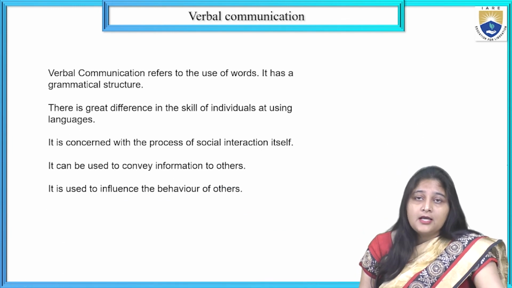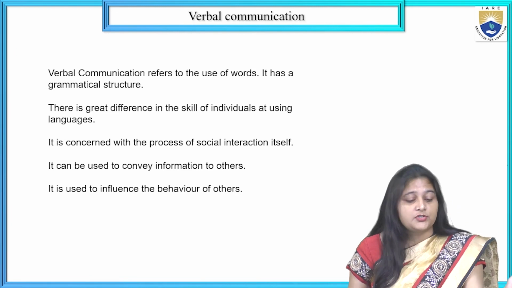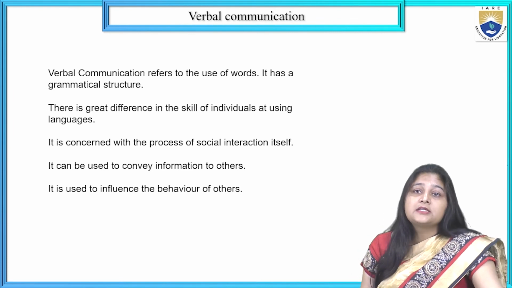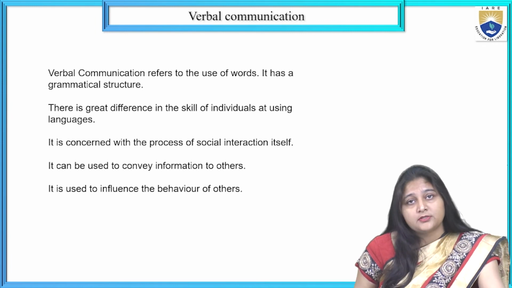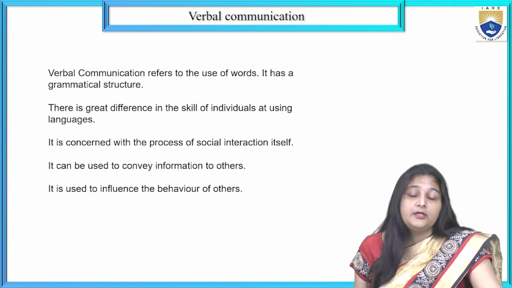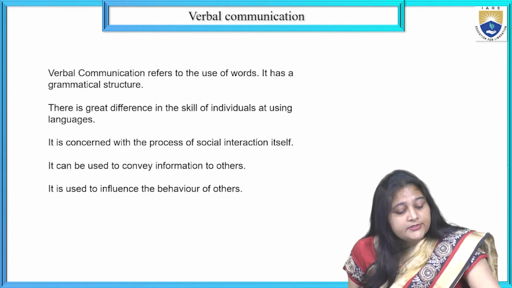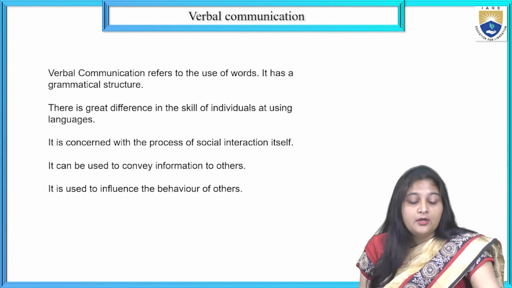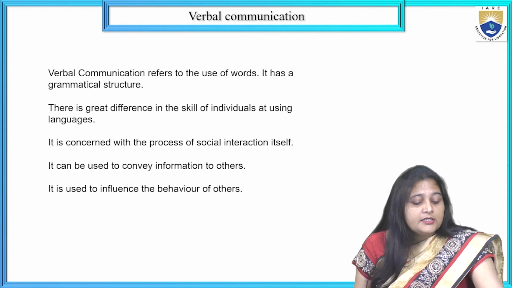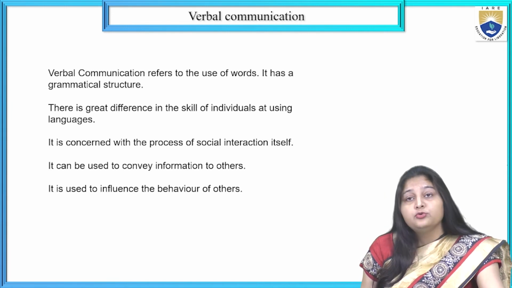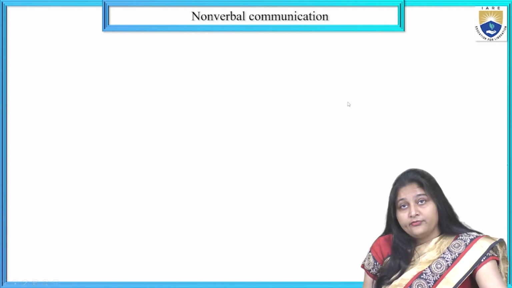Verbal communication, as I told you, is communicating through words. It has a grammatical structure. There is a great difference in the skills of individuals at using language. Why? Because it differs from person to person. It depends on the person's background. It is concerned with the process of social interaction that plays a very crucial part in being an effective communicator. It can be used to convey information to others, and it is also used to influence the behavior of others.